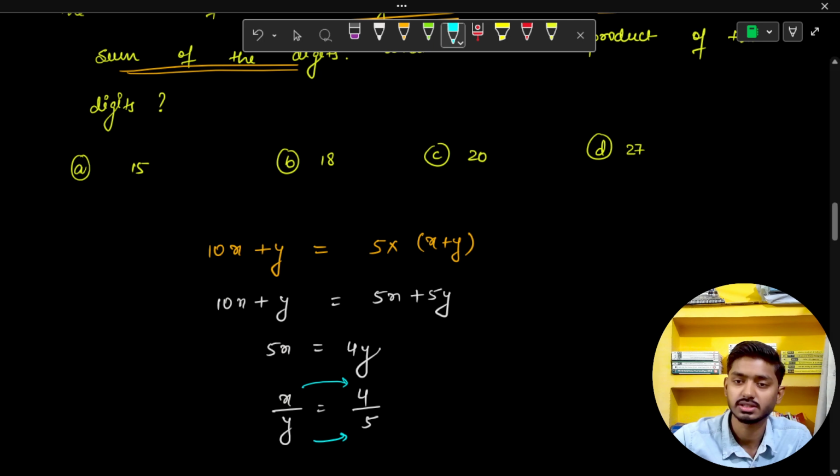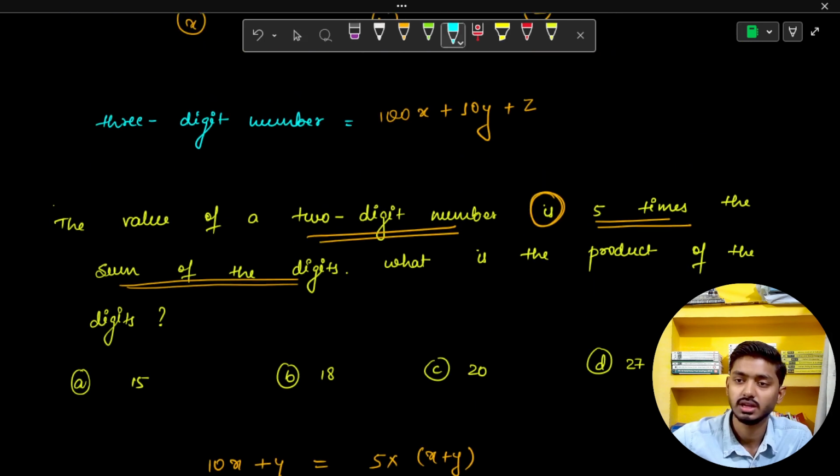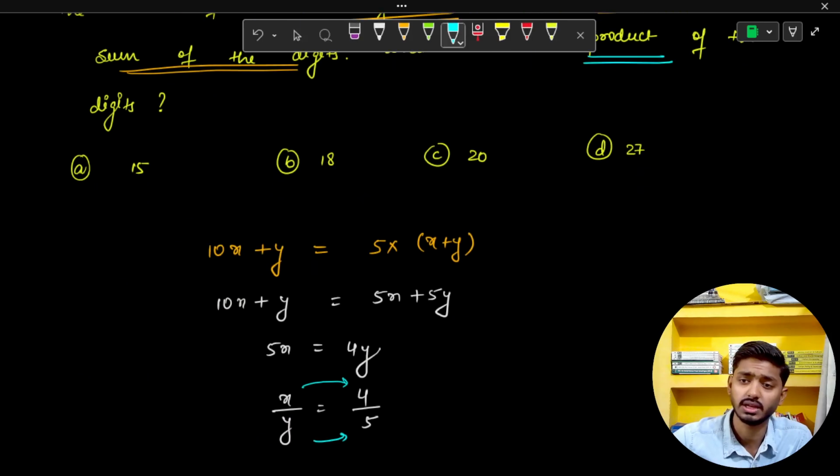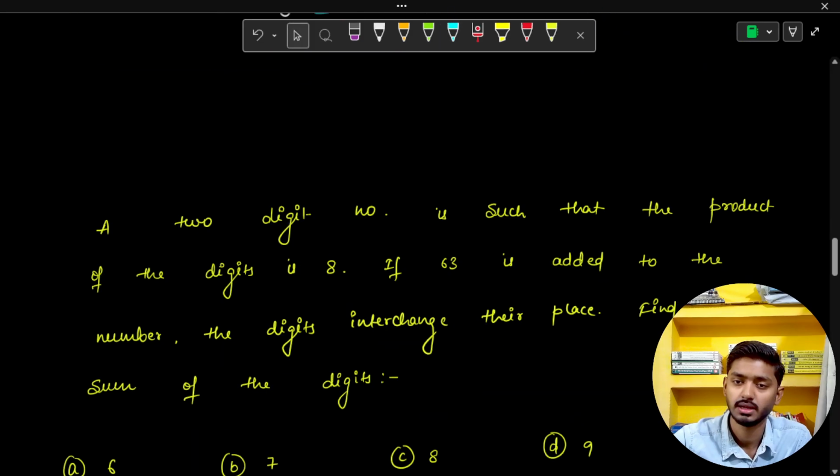We are asked the product of the digits. That means we are supposed to find xy. Let's assume x times y. The value for x is 4 and the value of y would be 5, that is 20. Option C. Next question.